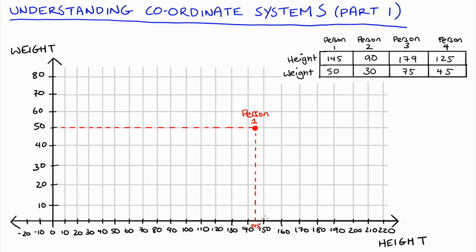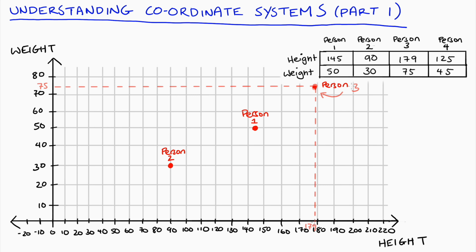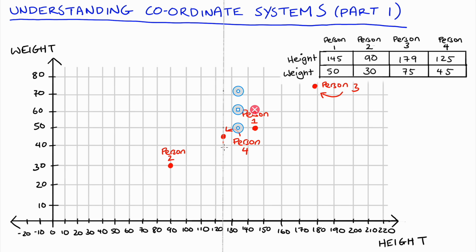So by flipping one of our number lines up, we have created a plane where we can represent 2 pieces of information with one dot. All right, let's do person number 2 now. Their height was 90 and their weight was 30. So that point would be about here. For person number 3, their height was 179 and the weight was 75. So that's about here. And for person number 4, 125 was the height and the weight was 45.